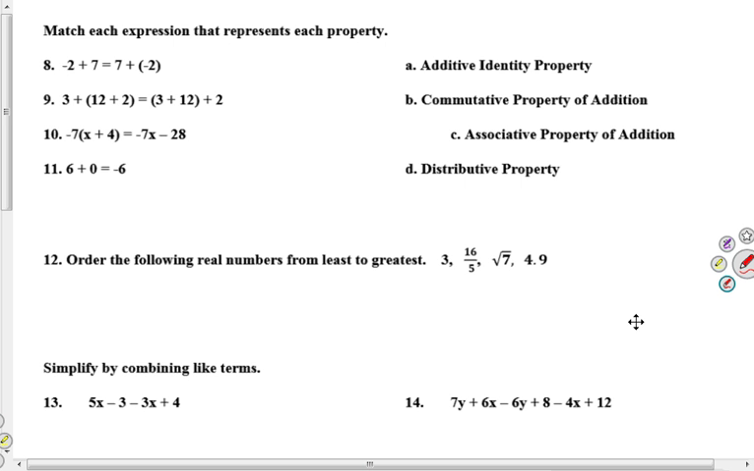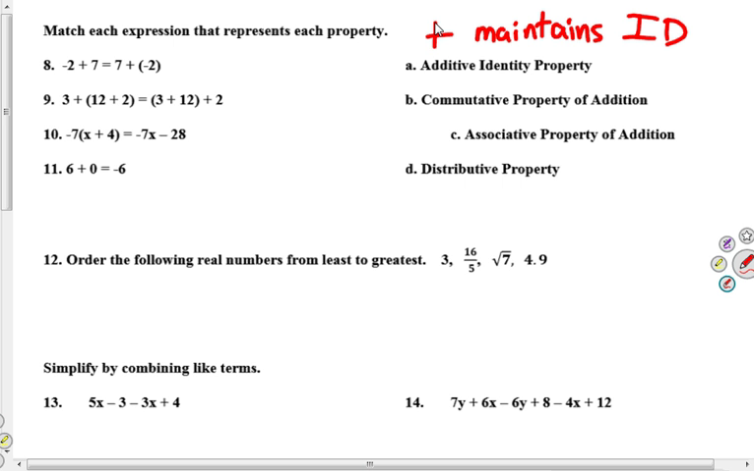All right, 8 through 11 on the semester 1 review packet. Do you remember your properties? The additive identity. Additive identity means that you can add something, but it maintains its identity. So what could you add and have something stay the same or keep its identity? It looks like we would add 0 and a number wouldn't change, right? If you add 0 to something, it does not change.